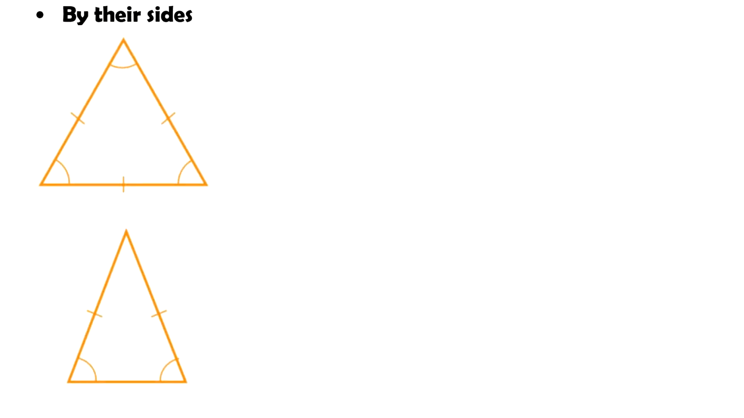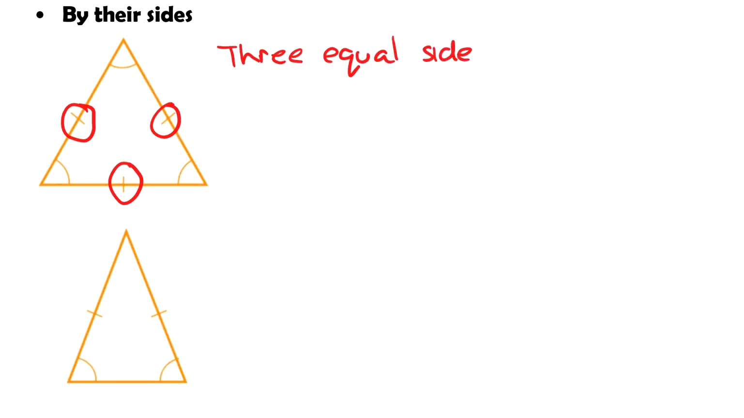The first way you can classify a triangle is if they all have the same side. As you can see here, these lines indicate that each of these sides is the exact same length. So that means that there are three equal sides. And we call this triangle an equilateral triangle because its sides are all equal.